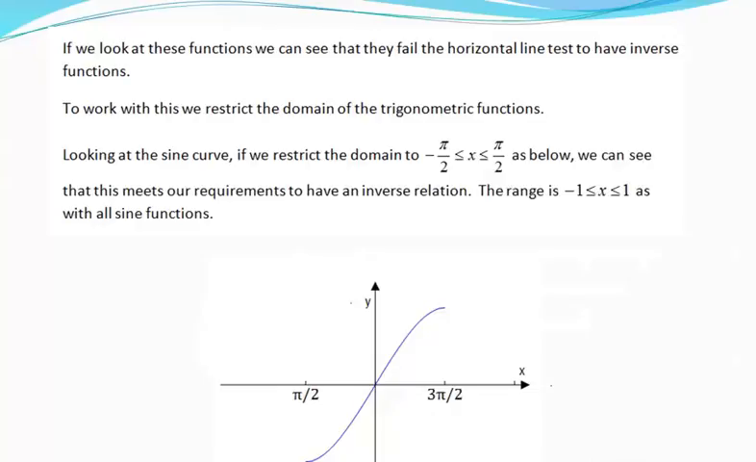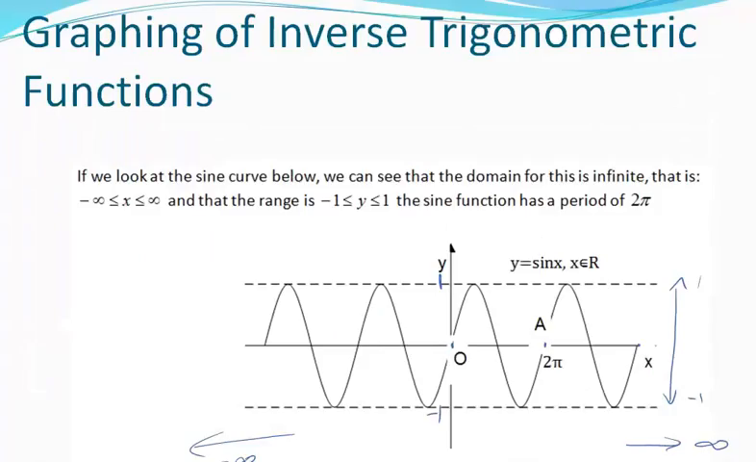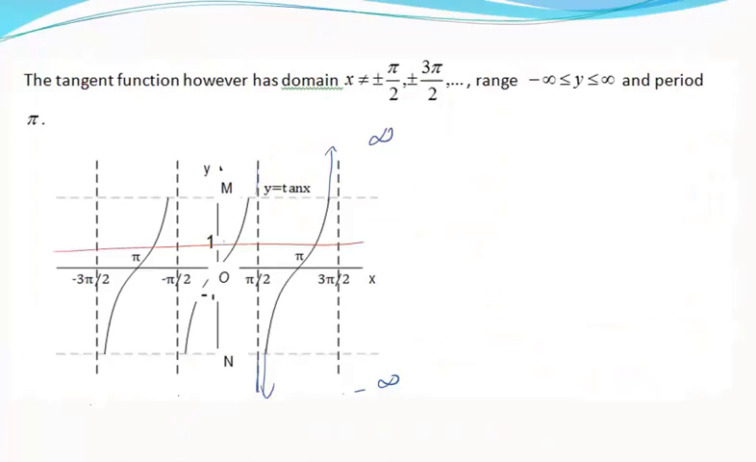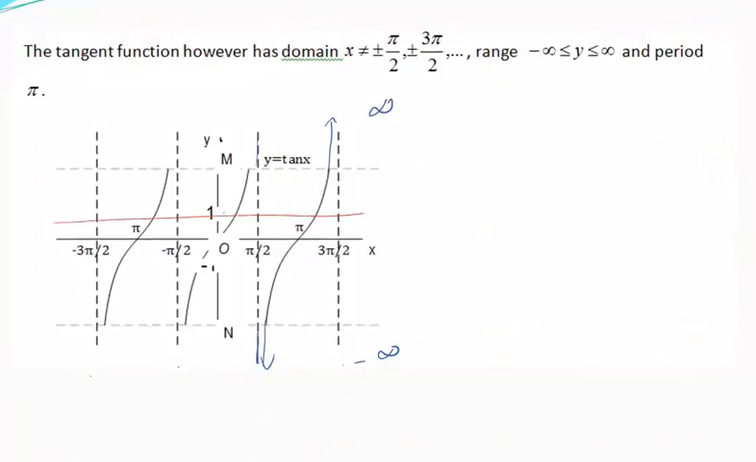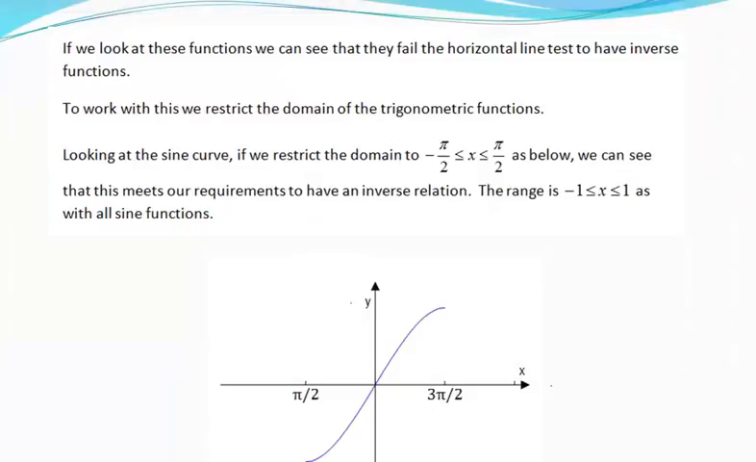So if we look at these functions, we can see that they fail the horizontal line test to have inverse functions. Here our tan function, we cut through many of these curves here. Our sine function here, we cut through many times. And our cosine function here, we also cut through many times here. So here we've noticed that they fail this horizontal line test to have inverse functions.